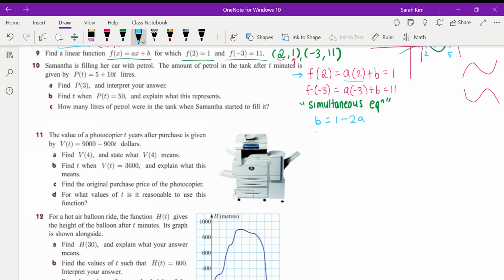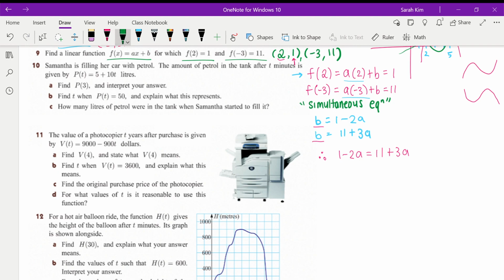And then the second function, I'm just going to move that to the other side. If I simplify a times -3, it's -3a. The opposite of -3a is +3a, so it'll be 11 plus 3a. Now I can eliminate the b's, right? These unknown variables have the same value, so I can write 1 take 2a equals 11 plus 3a, because b should have the same value.